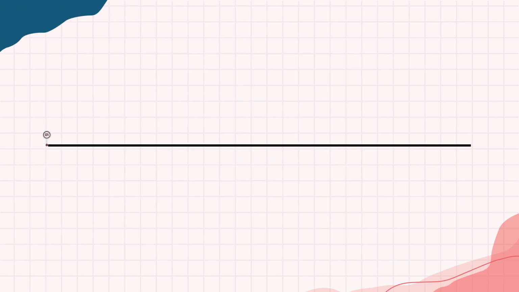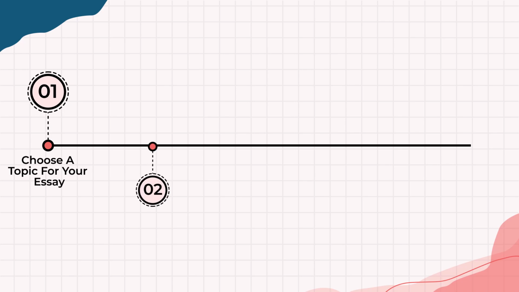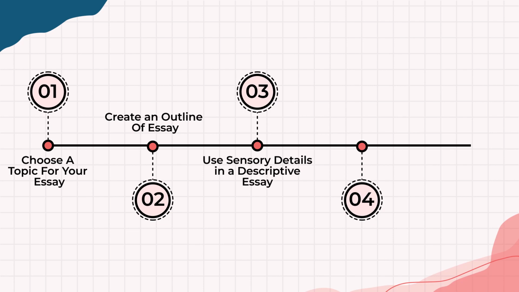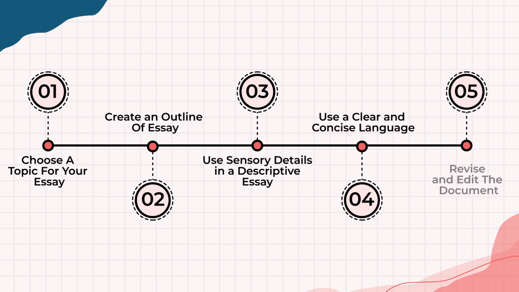In conclusion, writing a descriptive essay requires careful planning, the use of sensory details, clear and concise language, and revision and editing. By following these steps, you can create an engaging and descriptive essay that captures the essence of your topic.